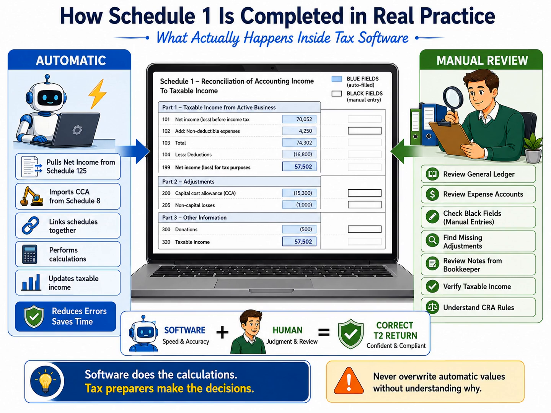However, automation does not replace professional judgment. As the tax preparer, your responsibility is to review the corporation's accounting records and determine whether all required tax adjustments have been identified correctly. This means reviewing the general ledger, examining expense accounts, checking any fields that require manual input, identifying adjustments that the software cannot detect automatically, reviewing notes provided by the bookkeeper or client, and confirming that the final taxable income is reasonable.